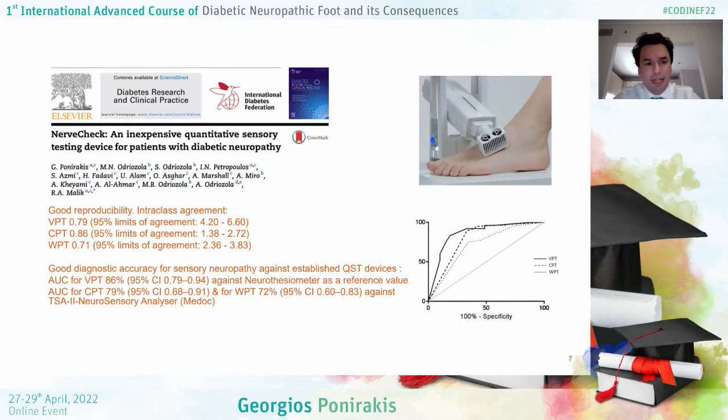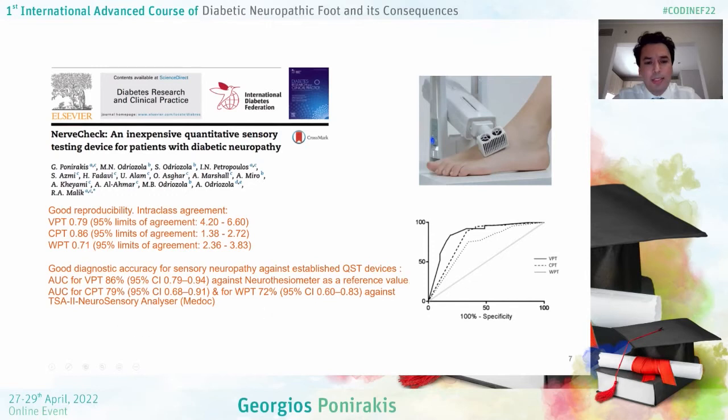I had the chance back in Manchester to do a study to test the validity of the NerveCheck for sensory neuropathy, and we found that it has good reproducibility. Its interclass agreement for vibration perception threshold was 0.79, for cold perception threshold 0.86, and for warm perception threshold 0.71. Finally, it has good diagnostic accuracy for sensory neuropathy.